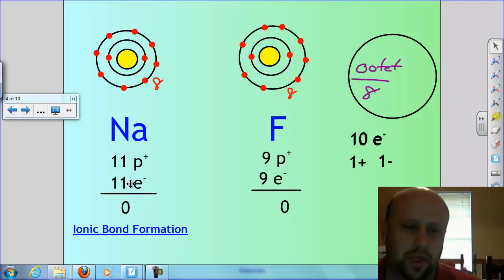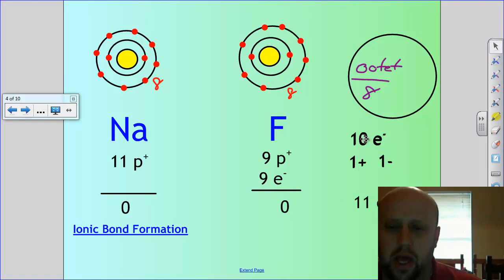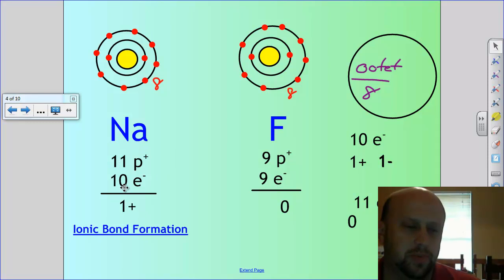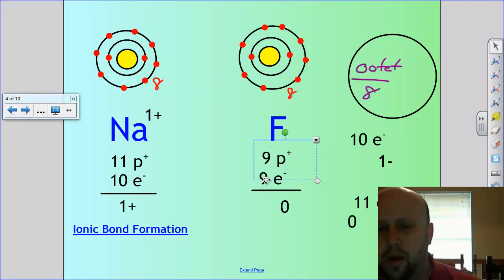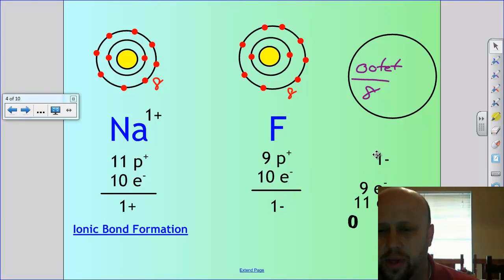Now, what does that have to do with ions? Well, now that I've lost an electron, sodium no longer has a neutral charge, a charge of 0. It's got a +1. Why is that? Because I've still got 11 protons, but now I only have 10 electrons canceling them out. So sodium gets a +1. The fluorine, on the other hand, had 9 electrons, but now has 10. And so instead of a 0 charge, it now has a -1, because it has one more negative than it has positive.